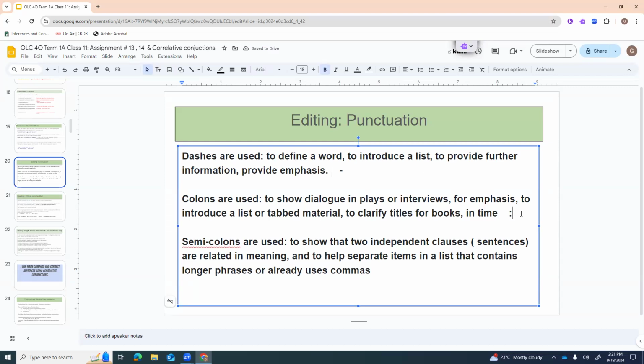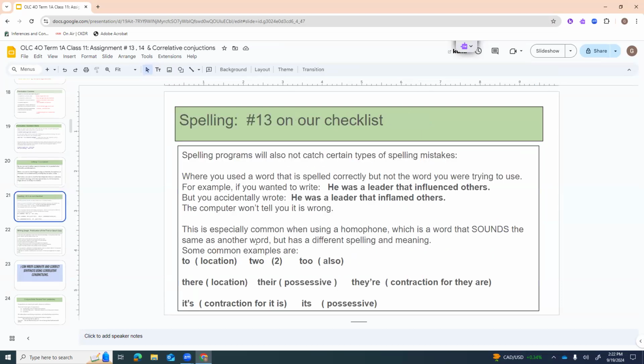Semicolons only really have 2 main uses. I can use them to join 2 independent clauses, 2 sentences that are related in meaning. I can also use them to separate items in a list that are much longer phrases or already use a comma and need something to help clarify. Okay, they're a bit tricky to use, so be very cautious when you're using them.